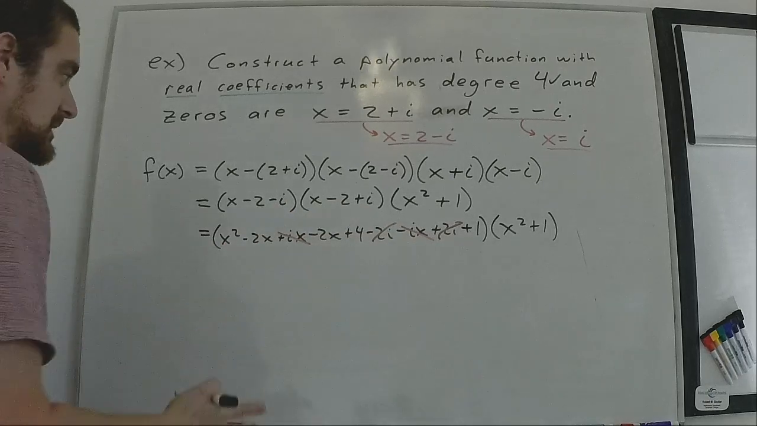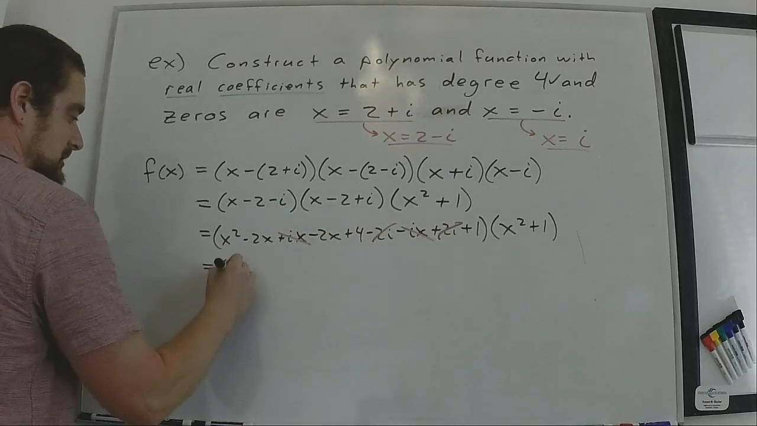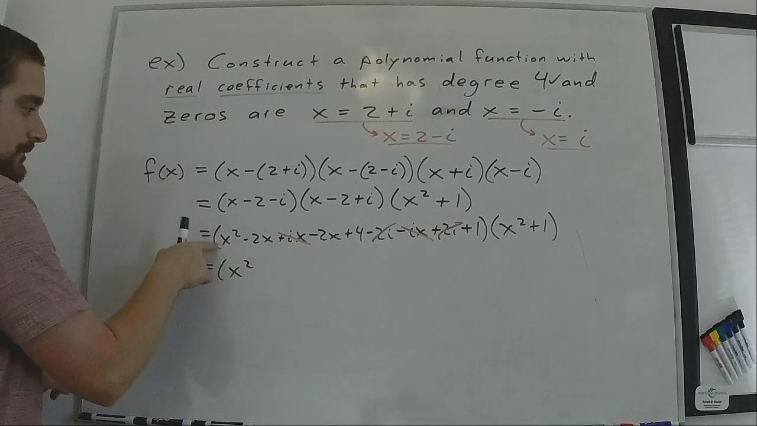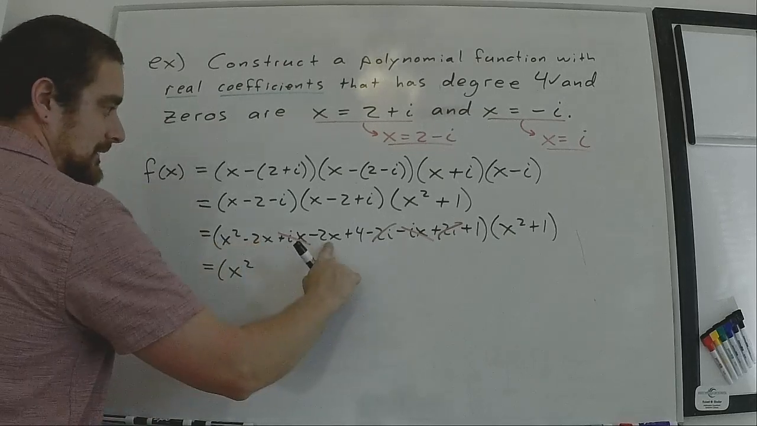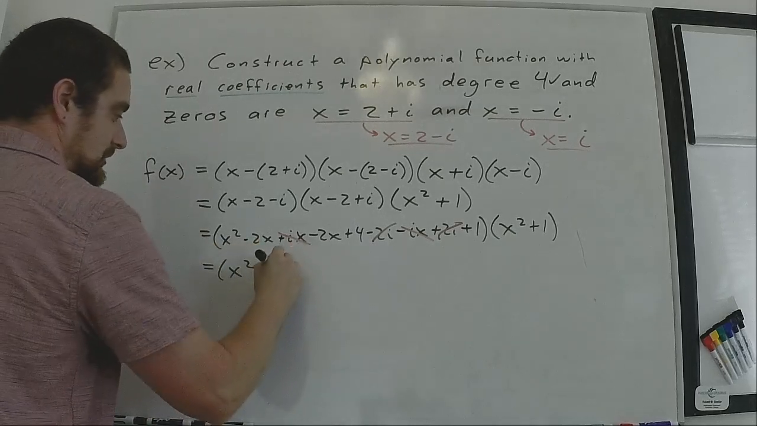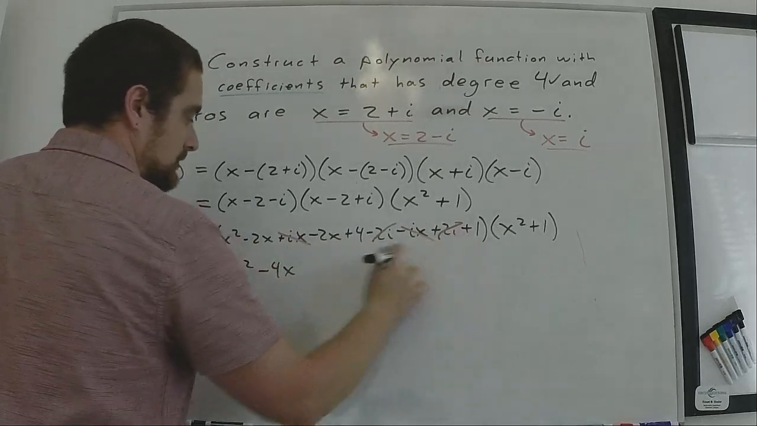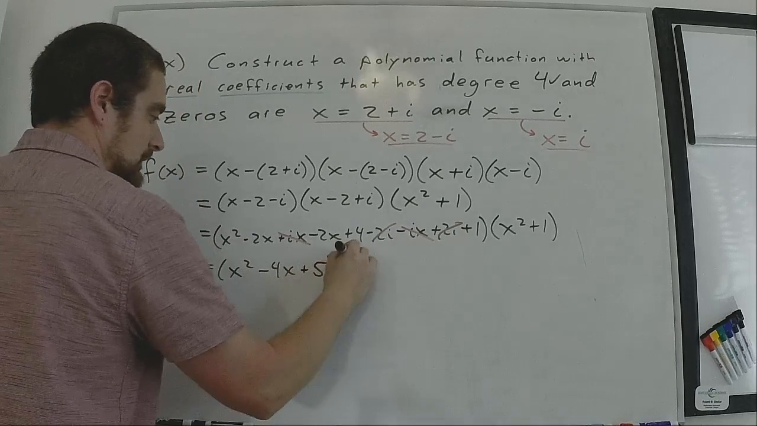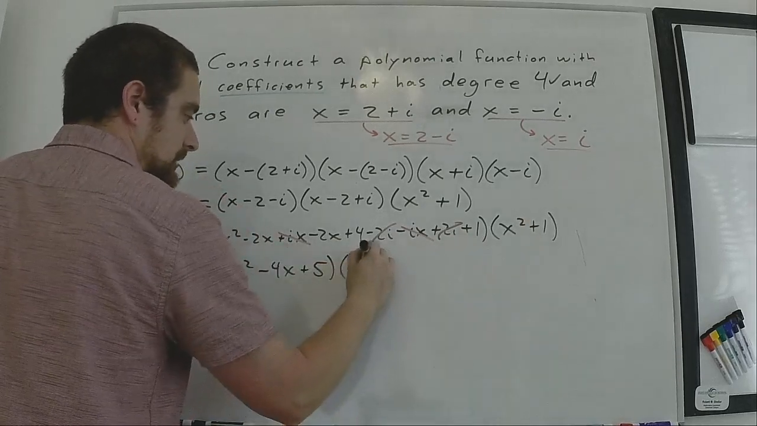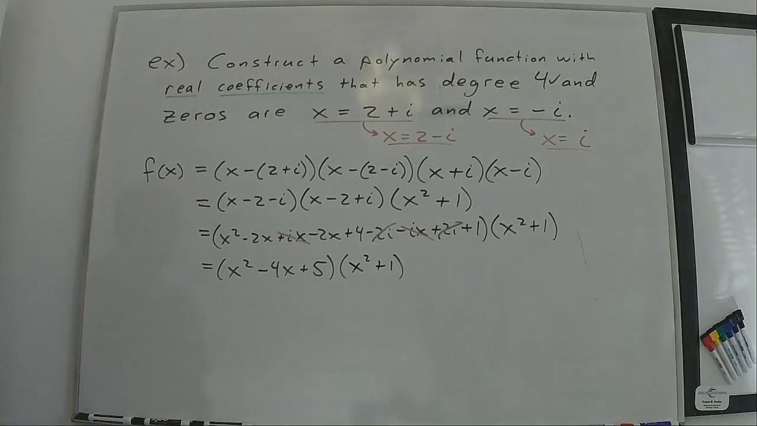So this is great because now I can start to simplify this a little bit and say I have an x squared. I do have a negative 2x and a negative 2x. That's negative 4x. And I do have a plus 4 and a plus 1, so that's plus 5. Again, the x squared plus 1 factor is still part of the polynomial. It's just kind of been hanging out along for the ride.